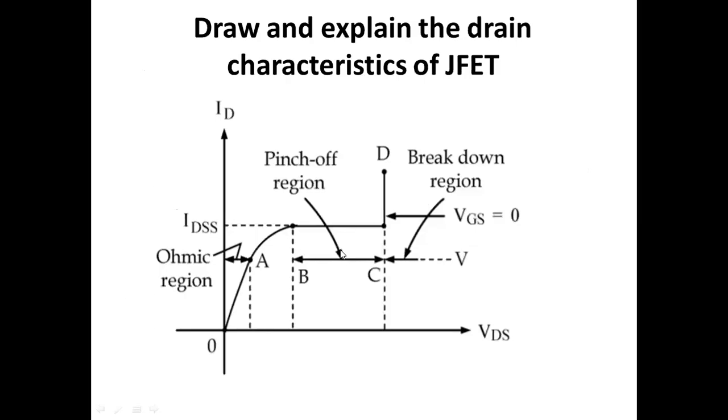That's why, for a large change in this region, ID increases at an inverse square law rate with increasing VDS. It means that ID increases slowly as compared to VDS.